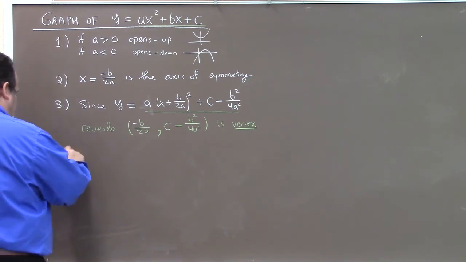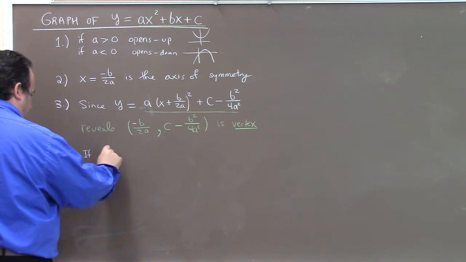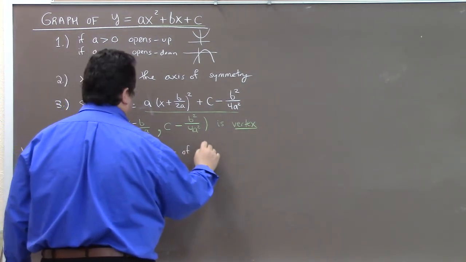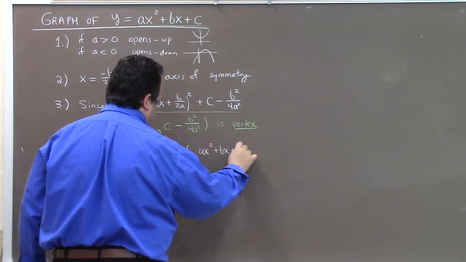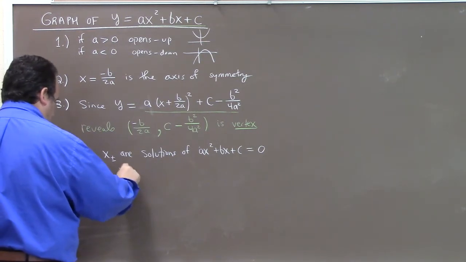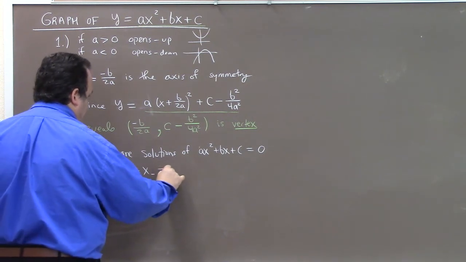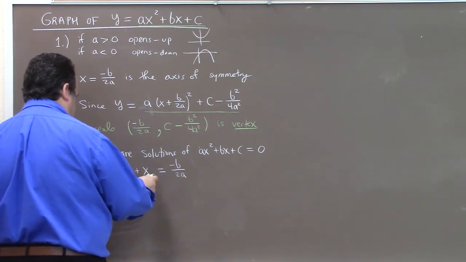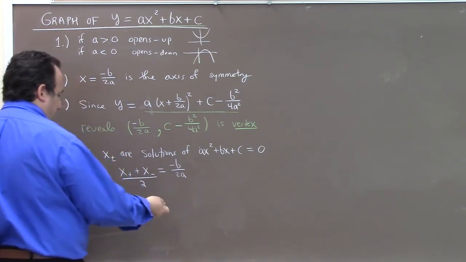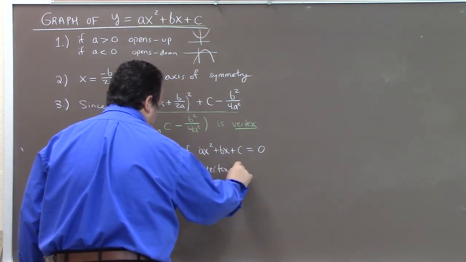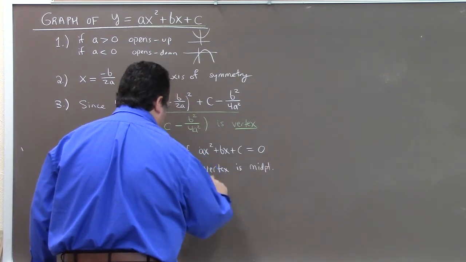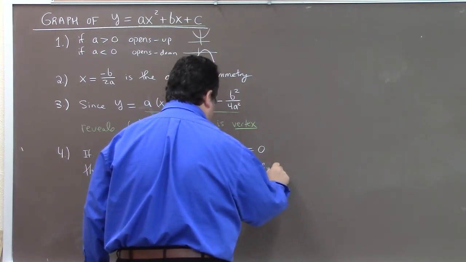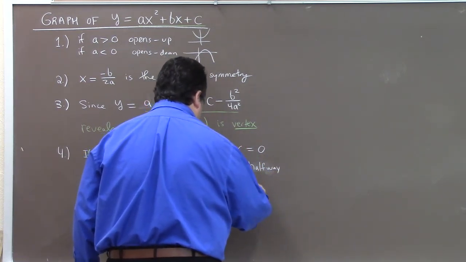What else can I tell you? If x plus and x minus are the zeros, our solutions of ax squared plus bx plus c equals 0, then x plus plus x minus, divided by 2, gives us minus b over 2a. In other words, the vertex is halfway between the roots.